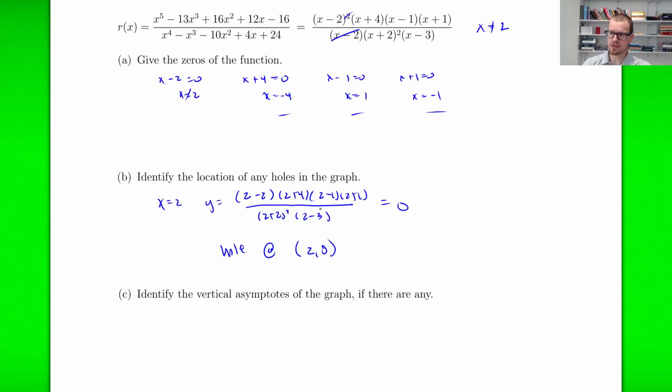Now that makes sense because we expected it to be a zero, or we wanted it to be, but it's not because we can't plug it in. So we get a hole at that location instead of a zero.